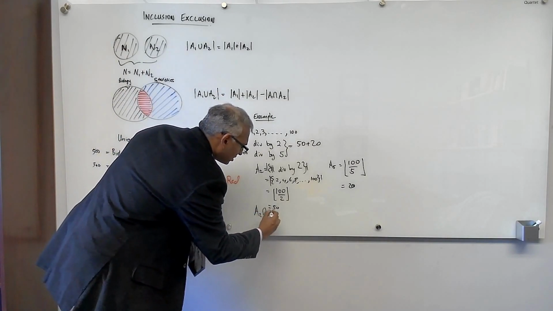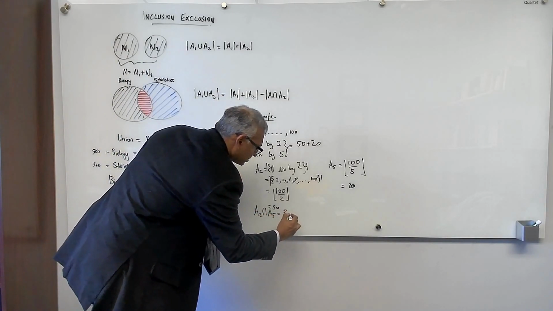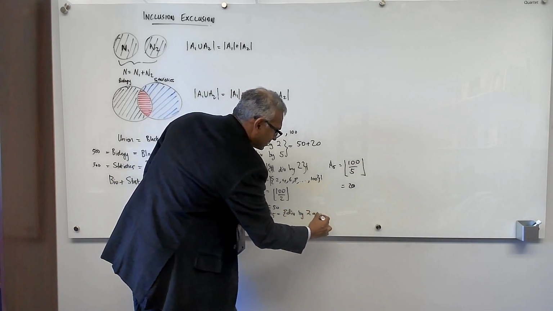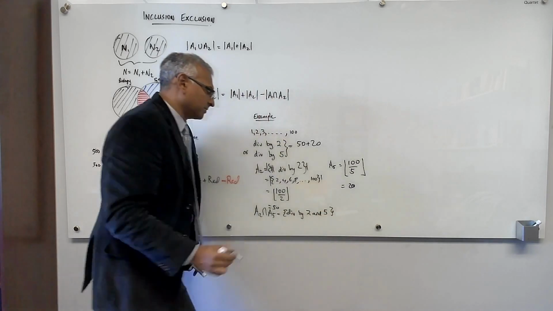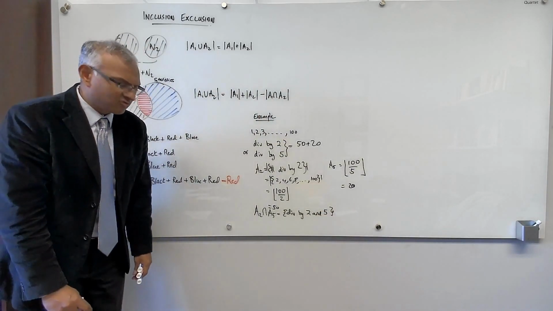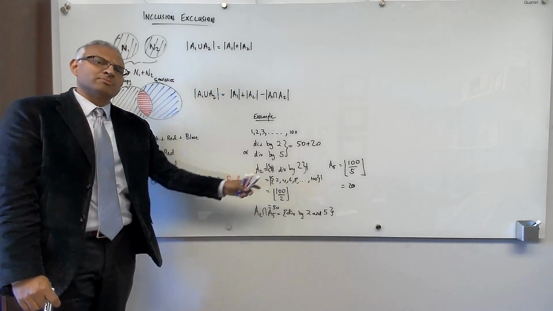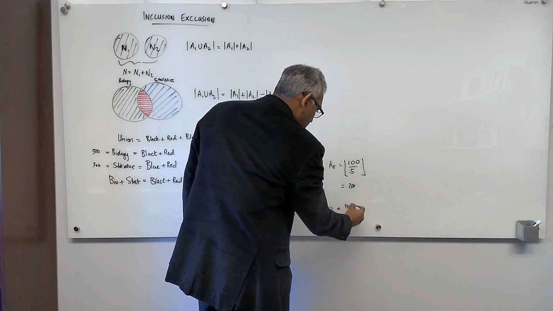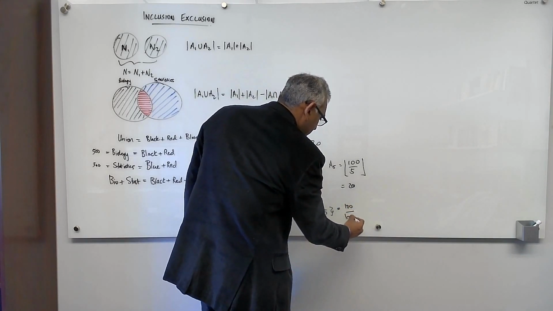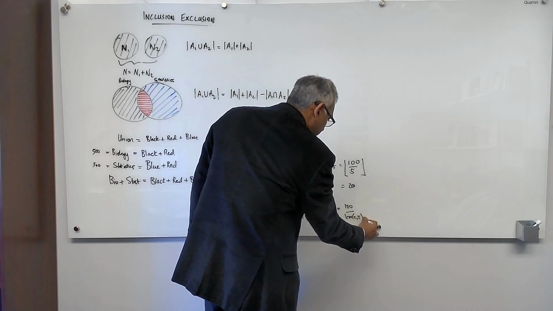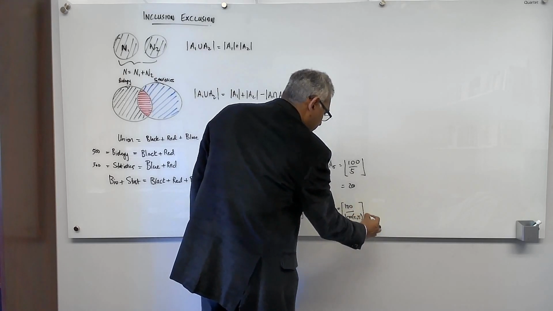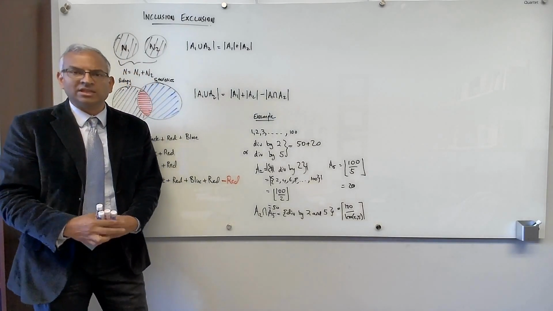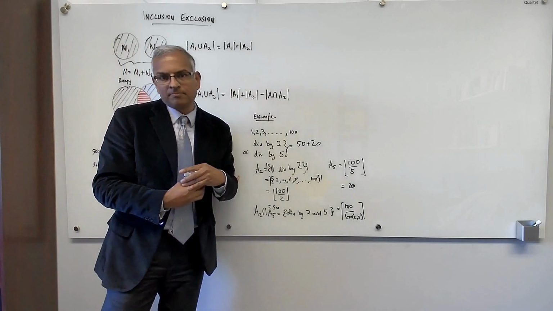A2 intersection A5 is the numbers divisible by 2 and 5. Okay? So if you're divisible by 2 and 5, it means that you're divisible by the least common multiple of 2 and 5. So this is 100 divided by the LCM of 2 and 5. Okay? The least common multiple. A number is divisible by both 2 and 5 if and only if it is divisible by the least common multiple of 2 and 5.